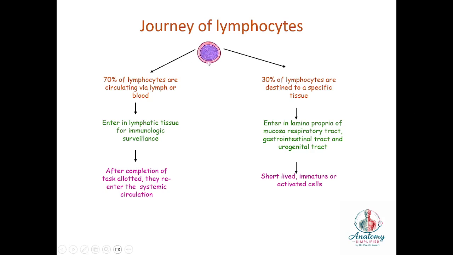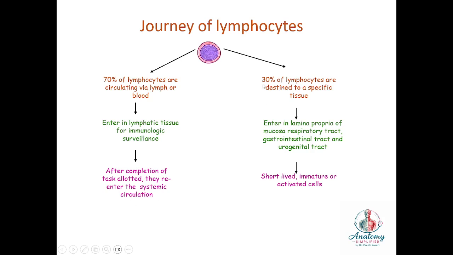Now, before we start with the actual microscopic anatomy, let us try to understand how the lymphocytes are traveling through the lymphatic tissues and blood circulation. 70% of the lymphocytes, which include both B and T lymphocytes, are circulating through lymph or blood in the body. Then, wherever required, they enter lymphatic tissue for immunological surveillance. After their work is done, they enter the systemic circulation again.